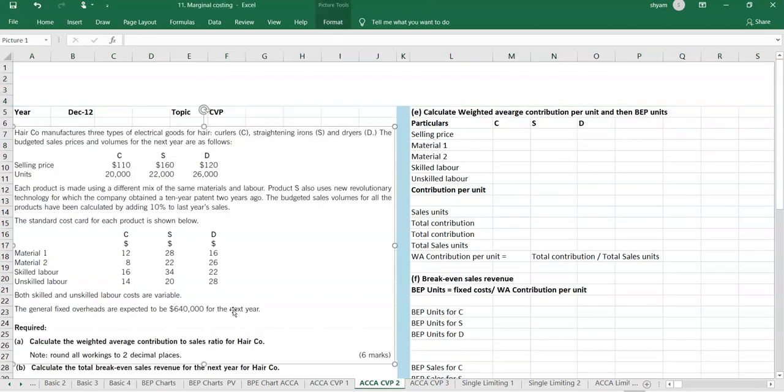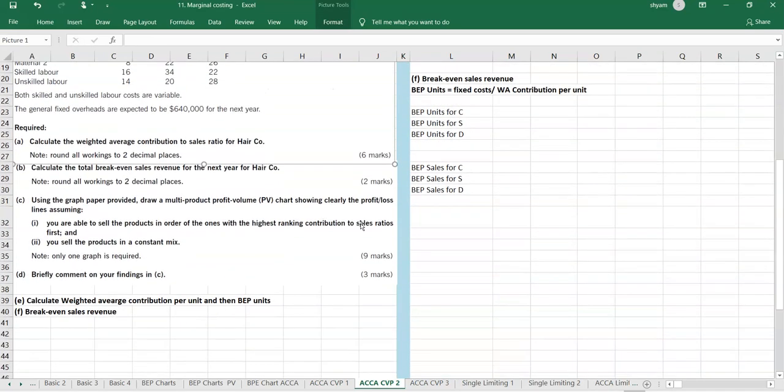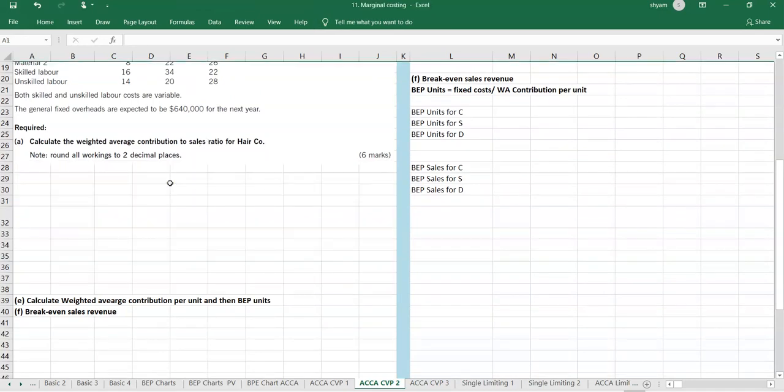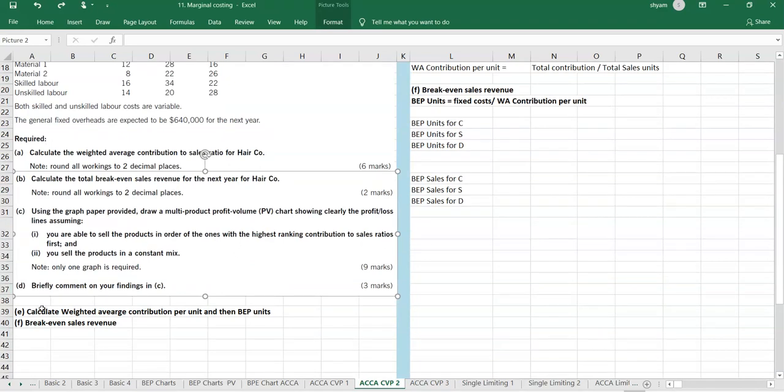The next problem is also similar to this. The only difference is the question. The question is: calculate the weighted average contribution per unit and then the BEP units. In the last sum we first found out the BEP amount. So that's what we did in the last sum.